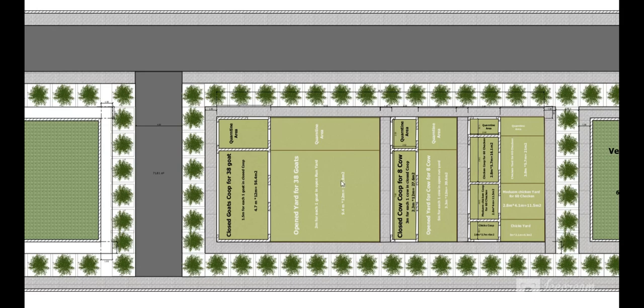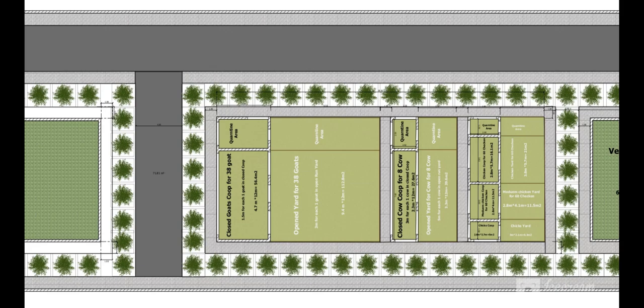Why do we choose the running area? Because the animals need to live free. After night comes, you can put them inside the coop. The chickens inside the coop, the cows inside the coop, and the goats inside the coop. This is about the animal area. We can now speak about dimensions.